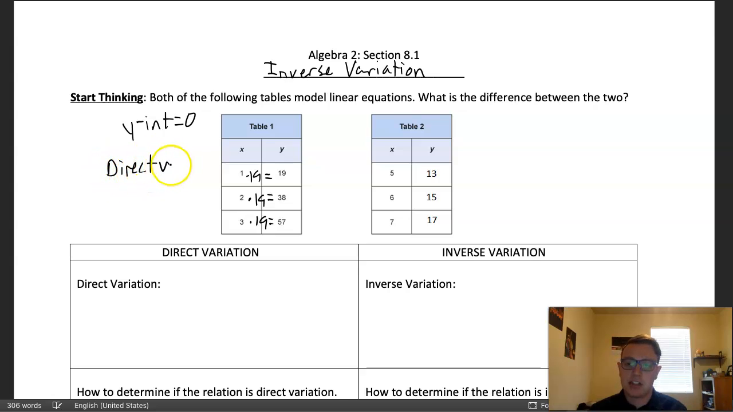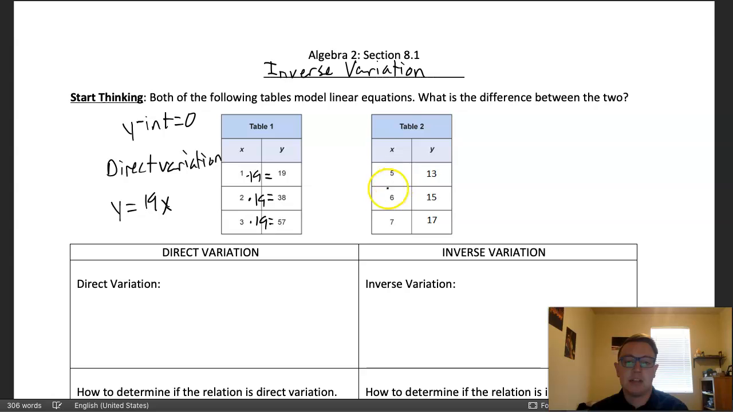Right? To get from x to y, all we had to do was multiply by a number. And what did we have to multiply by? We multiplied by 19. So this is y is equal to 19x, or y is equal to 19x plus 0.